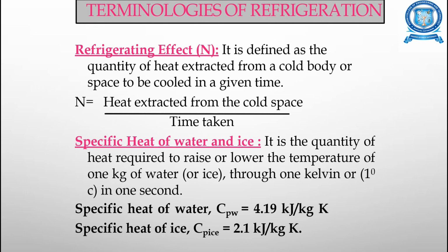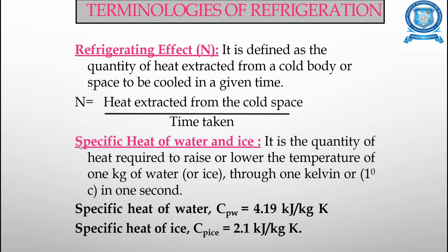In this 5th unit, we'll be studying the terminologies of refrigeration. Under these terminologies, we have the refrigerating effect N, which is defined as the quantity of heat extracted from a cold body or space that is to be cooled in a given time. It is given as N equals heat extracted from the cold space divided by the time taken.